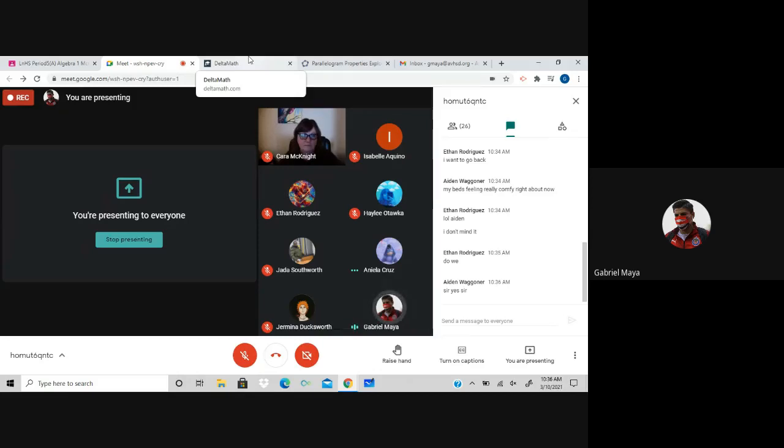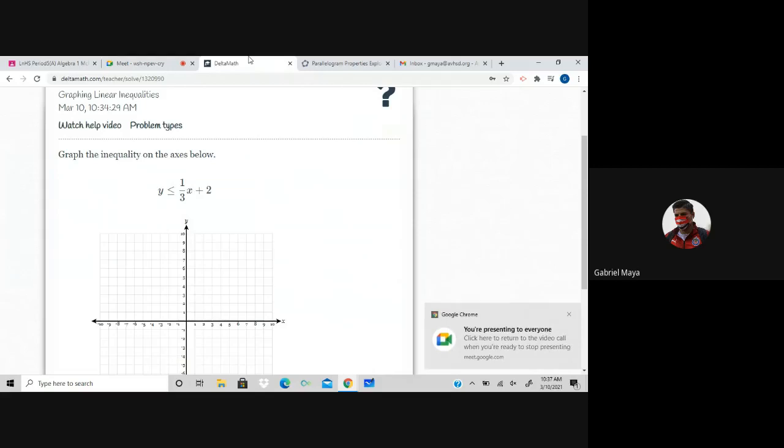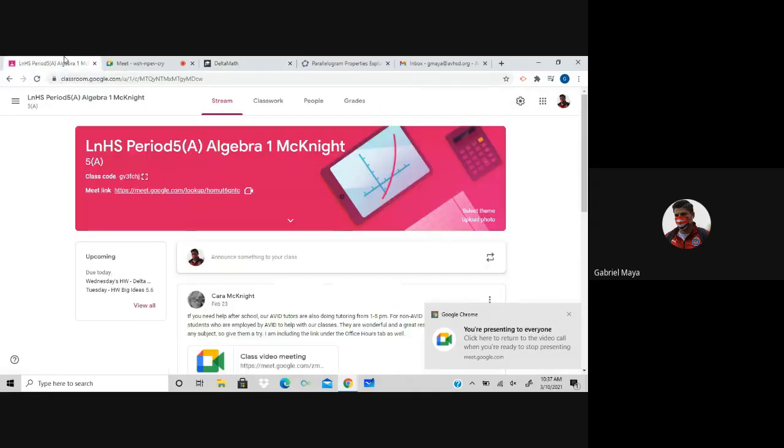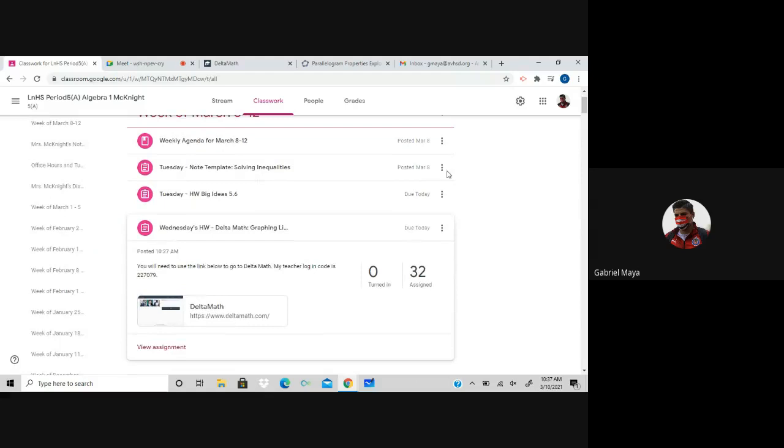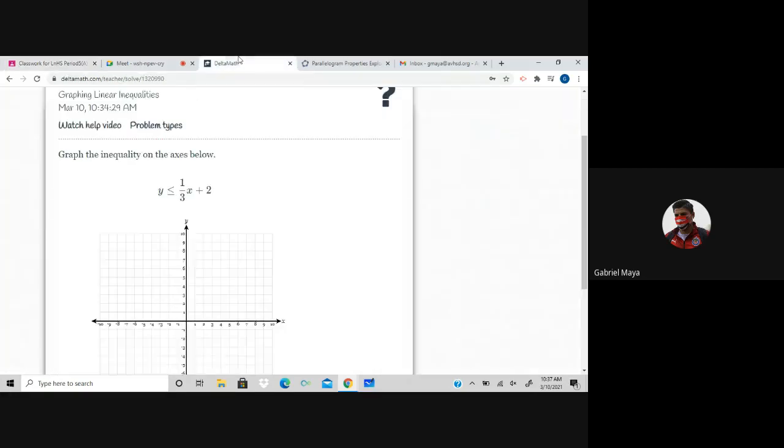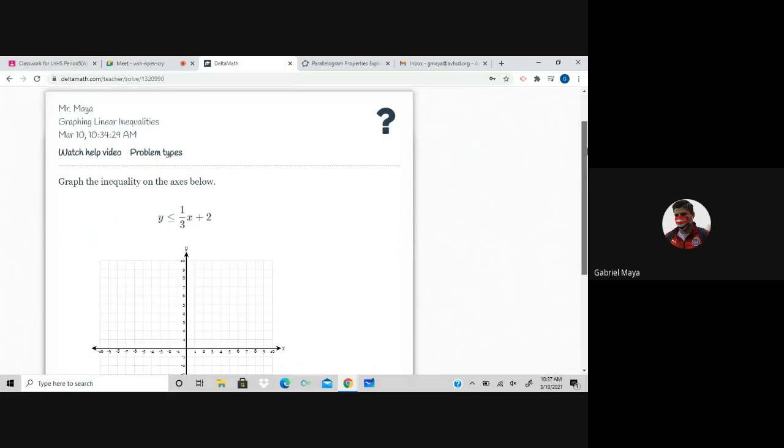So today we're going to be working on Delta Math. Go ahead and go into your Google Classroom and go to Classwork. You see right here, week of March 8th through the 12th. Look at Wednesday's Delta Math right here. Click on that and you'll have an assignment with some problems.